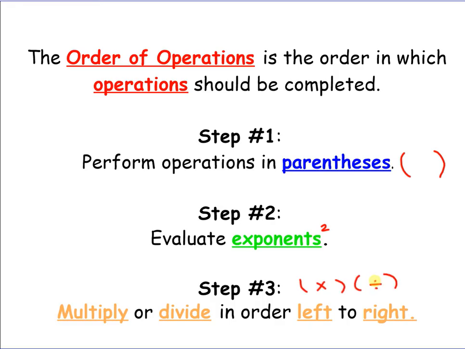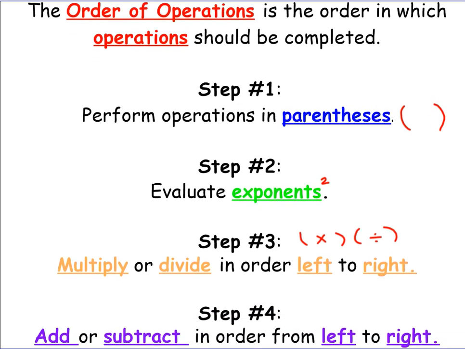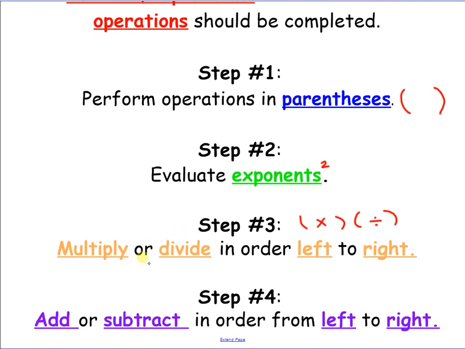Now, you read a book from left to right, and that's exactly how you're going to solve math when it comes to order of operations. So once you've done your parentheses and your exponents, you're going to solve all the multiplication and all the division in the problem in order from left to right. So if division comes first, you do division first, and then you do multiplication. Last but not least, we're going to add or subtract the same way in order from left to right. So if subtraction comes first, you do that first, and then addition last.